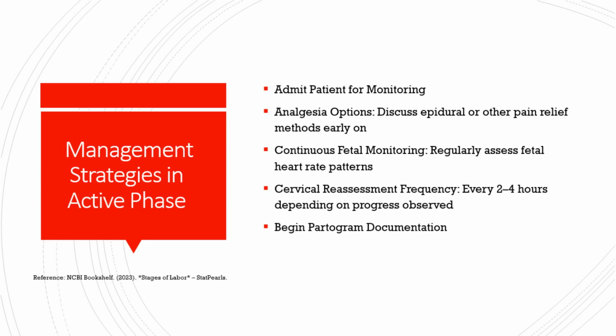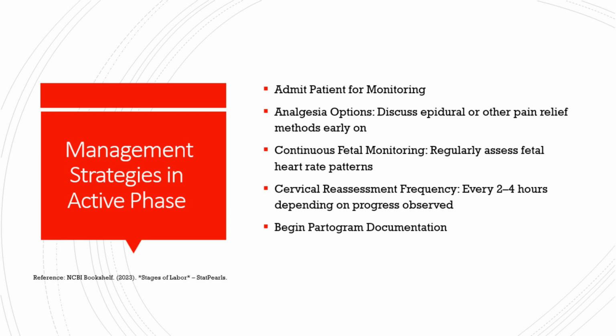Once the patient enters the active phase of labor, admission for continuous monitoring becomes essential, and partogram documentation should begin. In active labor, you must monitor the maternal vitals approximately every 2 to 4 hours if everything is progressing well. Fetal heart rate can be monitored with continuous external fetal monitoring or intermittent auscultation.